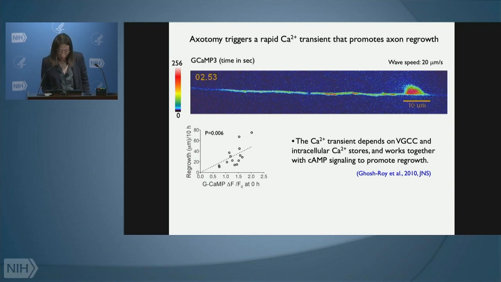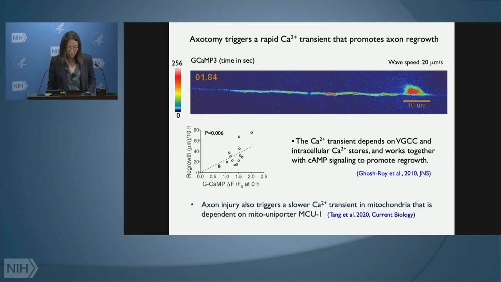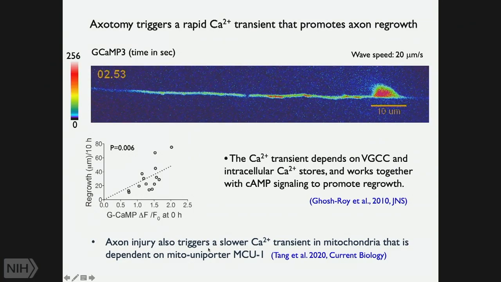And more recently, we identified that this rapid axonal calcium transient is followed by a slower calcium transient in mitochondria, which also depends on the mitochondrial uniporter, which balances the cytoplasmic and mitochondrial transients.